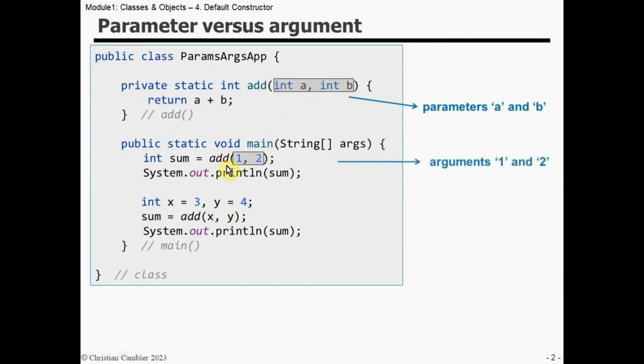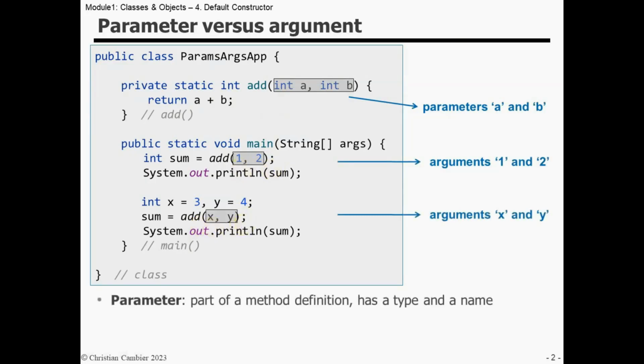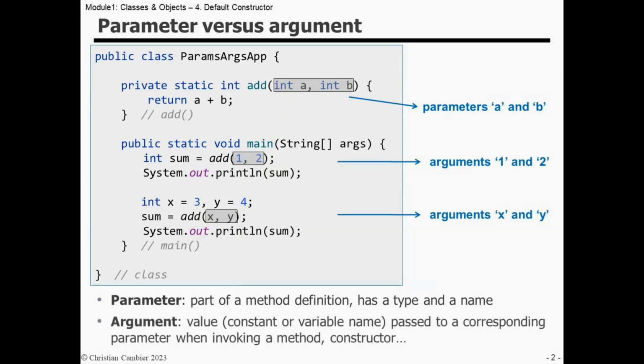What you pass to the method while calling it, while invoking it, are called arguments. So in the first invocation we have two arguments, 1 and 2. And in the second invocation we have two arguments, x and y. So a parameter is part of a method definition. It has a type and a name. And an argument is this value, which can be a constant or the name of a variable, which is passed to the corresponding parameter when invoking a method or constructor.